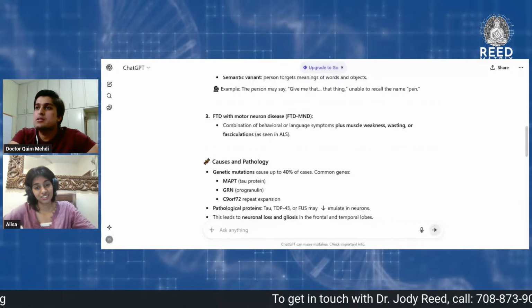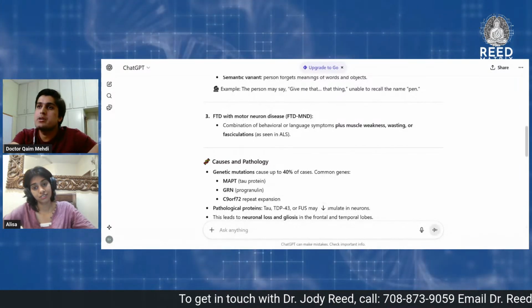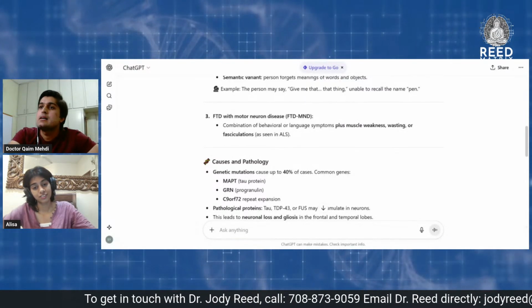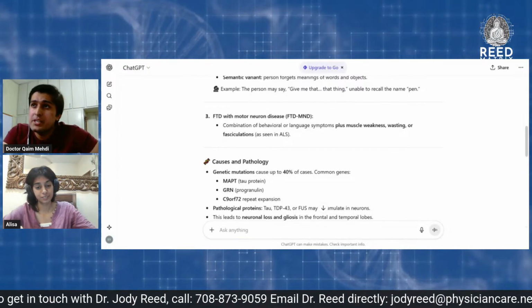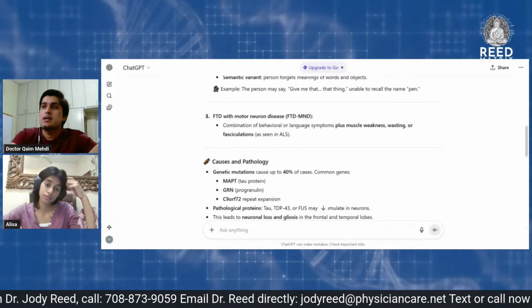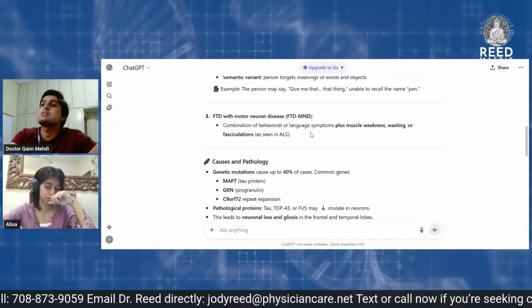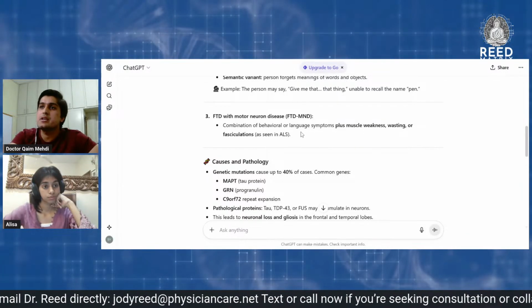And the third type of frontotemporal dementia is frontotemporal dementia with motor neuron disease. A combination of behavioral or language symptoms plus muscle weakness, wasting, or fasciculation.